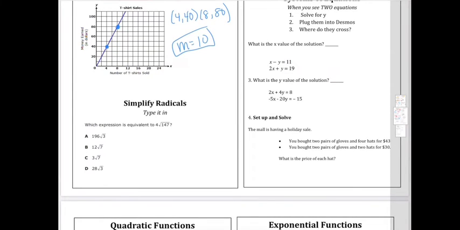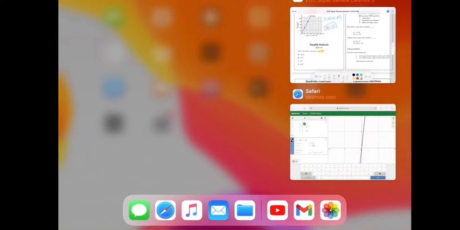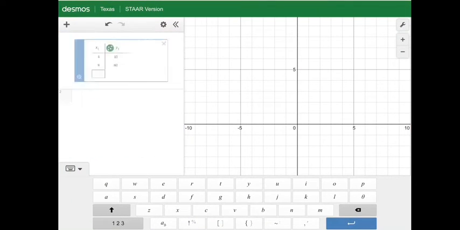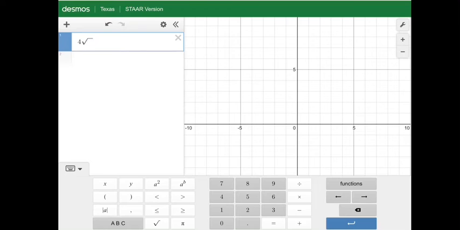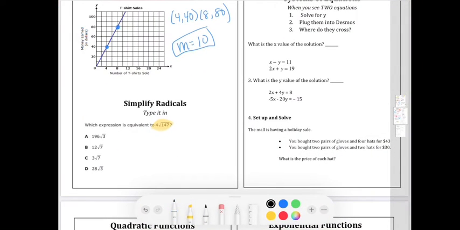Now we are going to simplify radicals. Simplifying radicals means we type this into the calculator exactly as we see it. So I'm going to write 4 square root of 147. To do that, I type a 4, the square root sign, and 147. So that number is equal to the number 48.49. So now I need to see which of these answers is that same decimal.